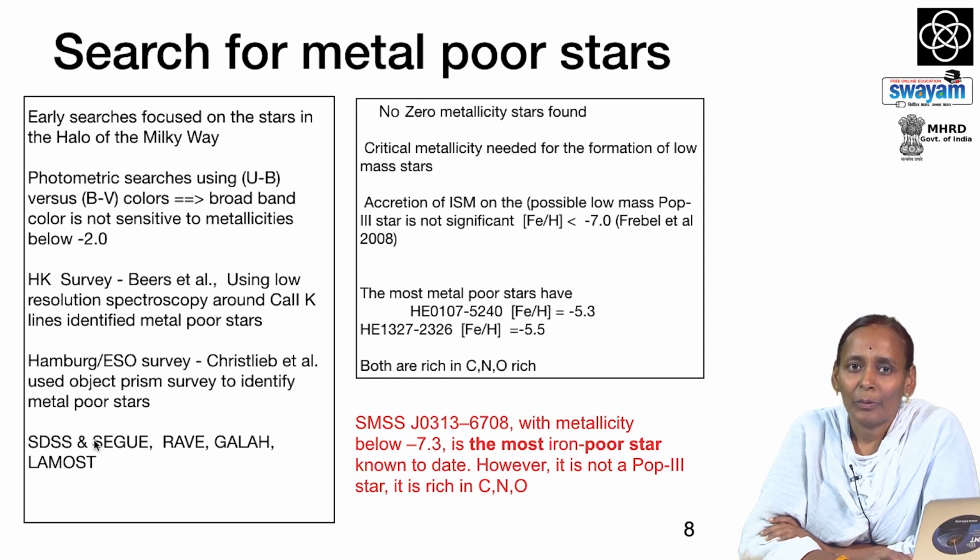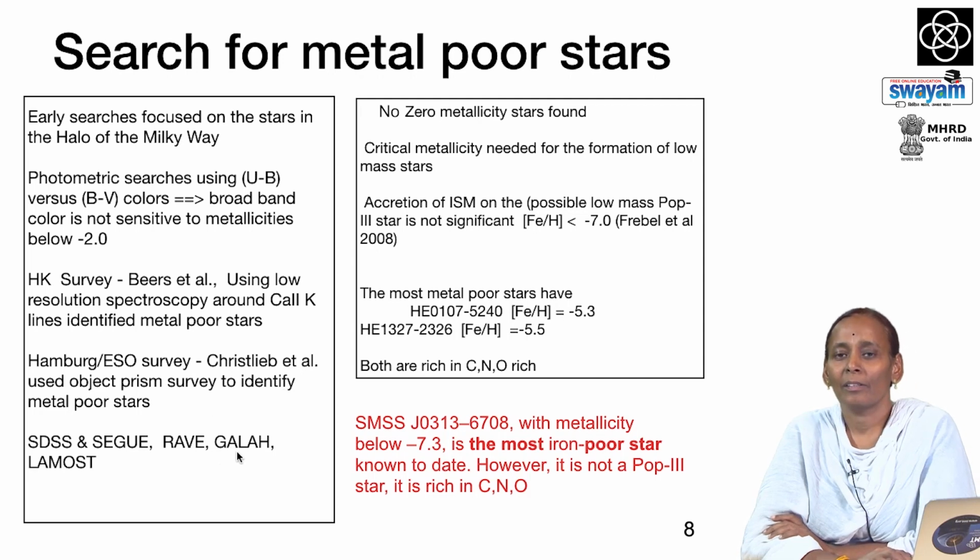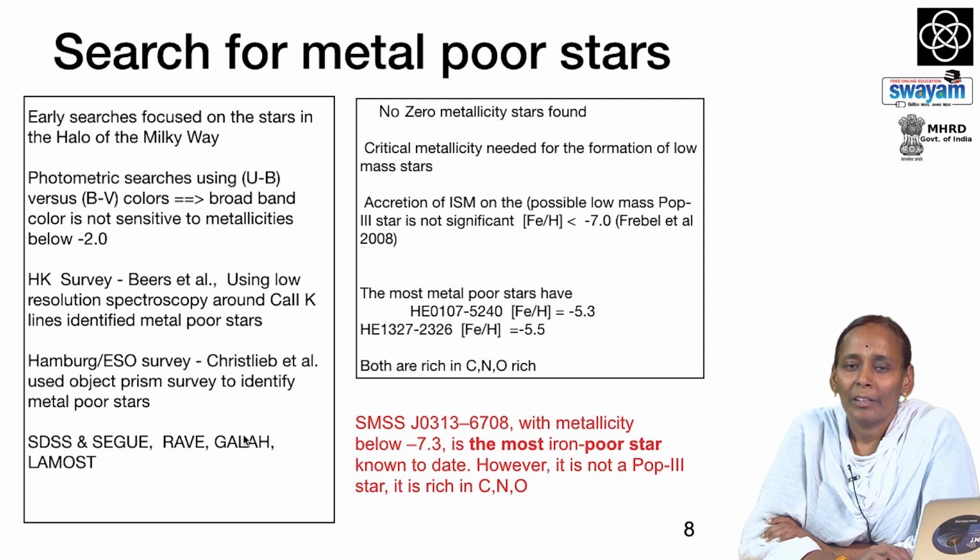Other large surveys from this decade are really good for stellar archaeology. There are a lot of dedicated spectroscopic surveys like SDSS, SEGUE, RAVE, GALAH and LAMOST. These spectroscopic surveys also have been really useful for stellar archaeology. So far, based on all these surveys, no zero metallicity stars have been found. Does it imply that there is a critical metallicity that is needed to form small stars, that is, low mass stars, or has the accretion of metals from the ISM significantly raised the metallicities?